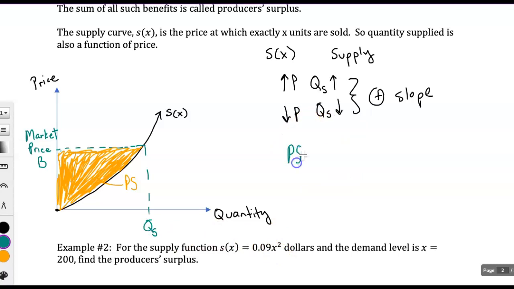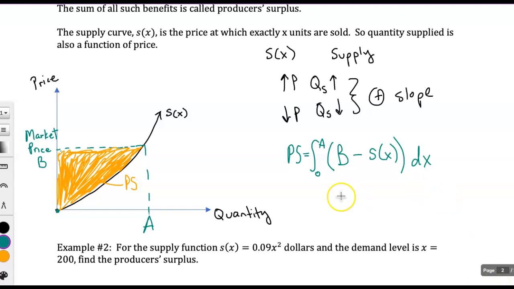So for producer surplus, we're going to integrate again from 0 all the way over to here. I think we called that A in our last example, so we'll call that A. We're going to integrate from 0 to A, lower bound, upper bound, and we're going to do the upper curve minus the lower. In this situation, the upper curve is actually the market price. So this time it's going to be B minus the lower curve, which is the supply curve. Upper minus lower, and then dx. So that's producer surplus.